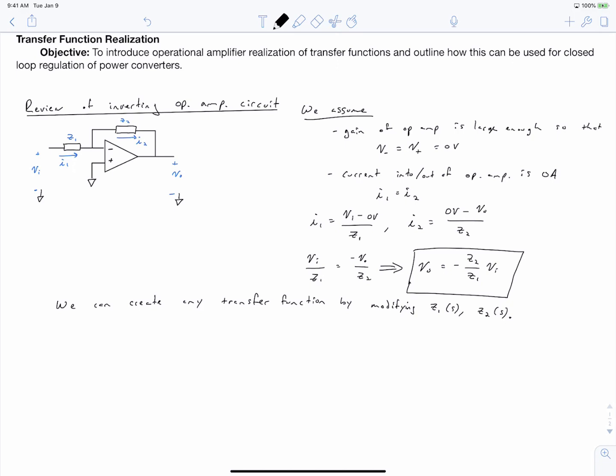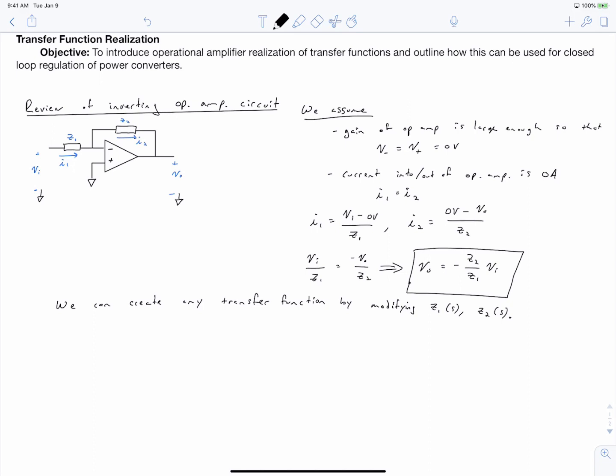And remember that Z1 and Z2 are just impedances. So we can make them functions of the Laplace variable S, or functions of frequency, by using inductors and capacitors and resistors. So we create Z1 and Z2 by some combination of resistors, inductors, and capacitors. And in the classical constant gain op-amp, Z1 and Z2 simply consist of resistors. But that is not a function of frequency.